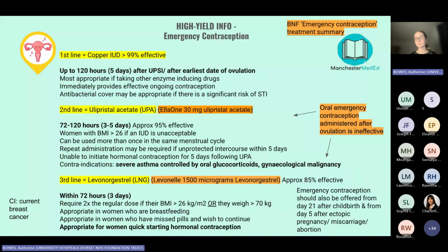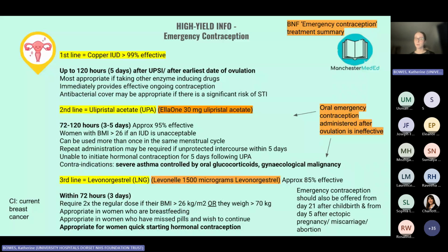One thing to try and wrap your head around is that with emergency contraception, if it's the hormonal forms, so the ELA1 or the Levenel, it's not going to be effective if ovulation's already occurred. The way that these work is they work by inhibiting ovulation. So if that's already happened, then they're not particularly effective. Then you would want your copper IUD as a more appropriate option there.